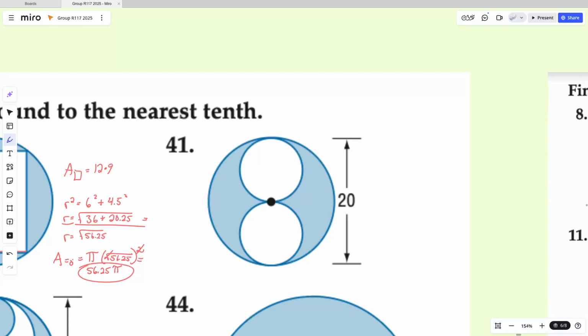Pause it and try it yourself. I can see that's 10, which means the radius is 5. I've got the big circle. The big circle does have a radius of 10, so pi r squared for the big one. I'm going to take away 2 of the small circles, so 2 pi r squared.